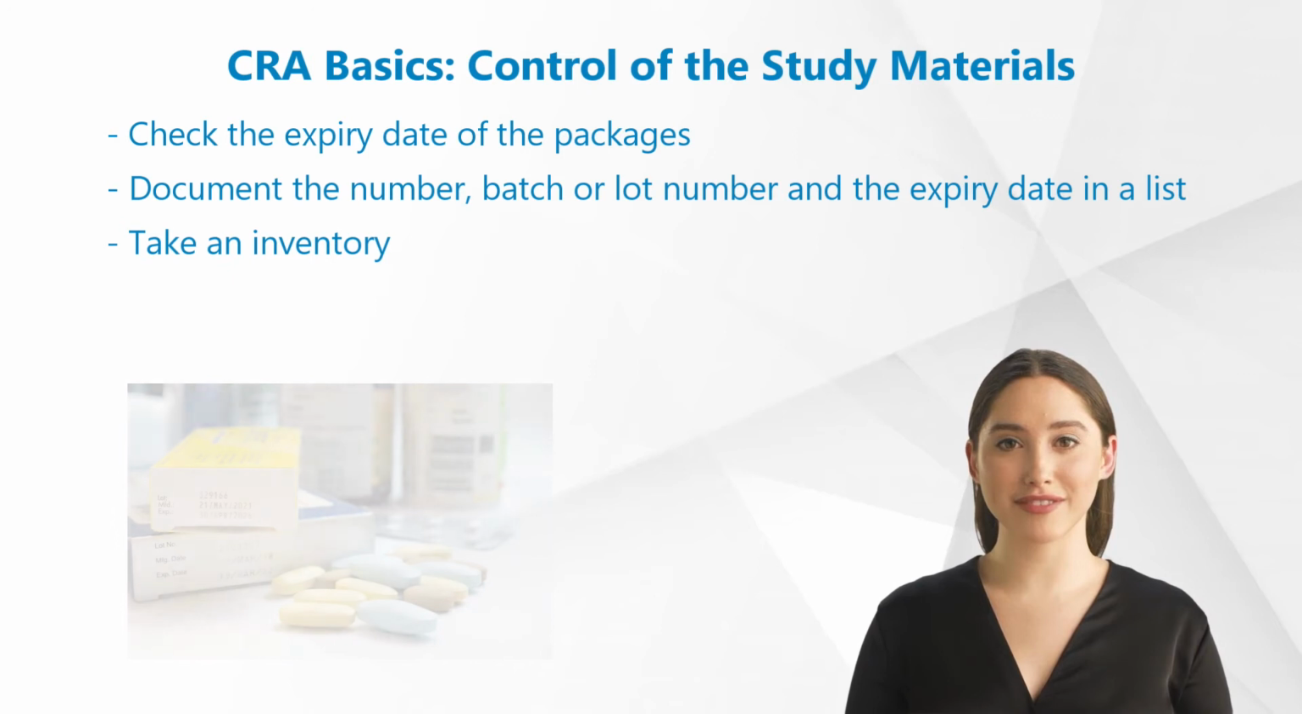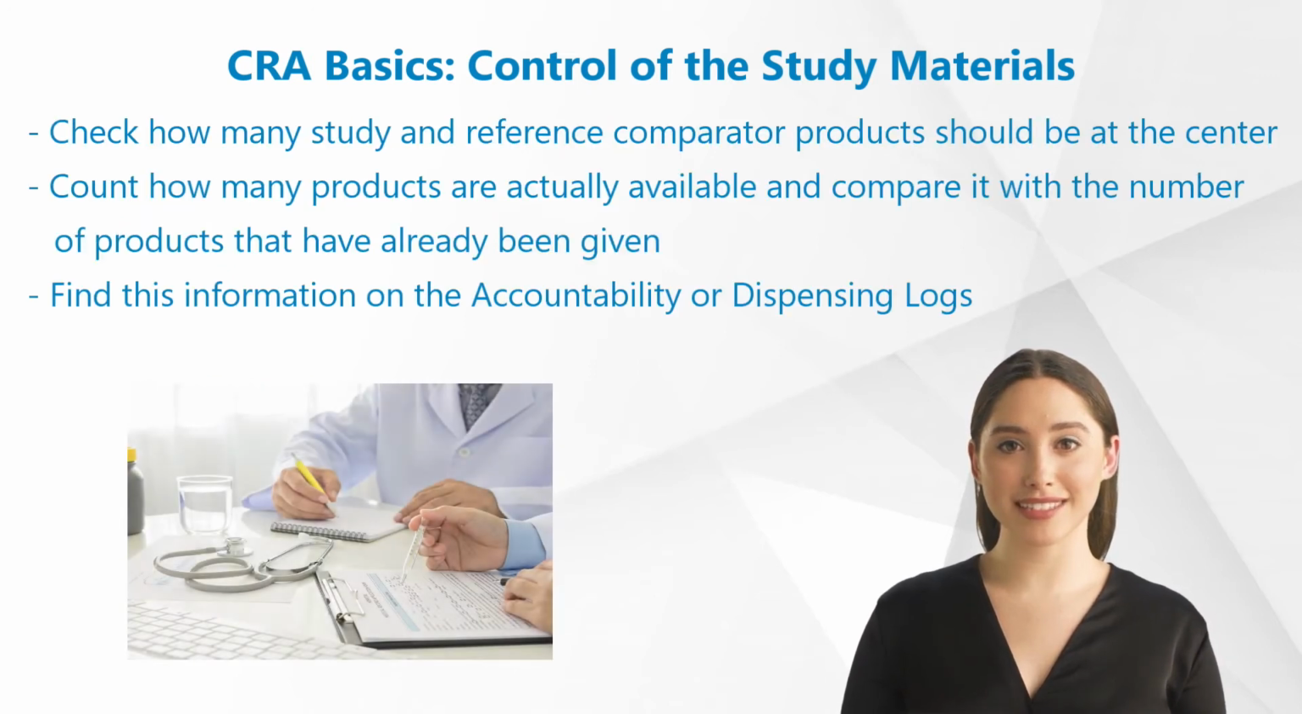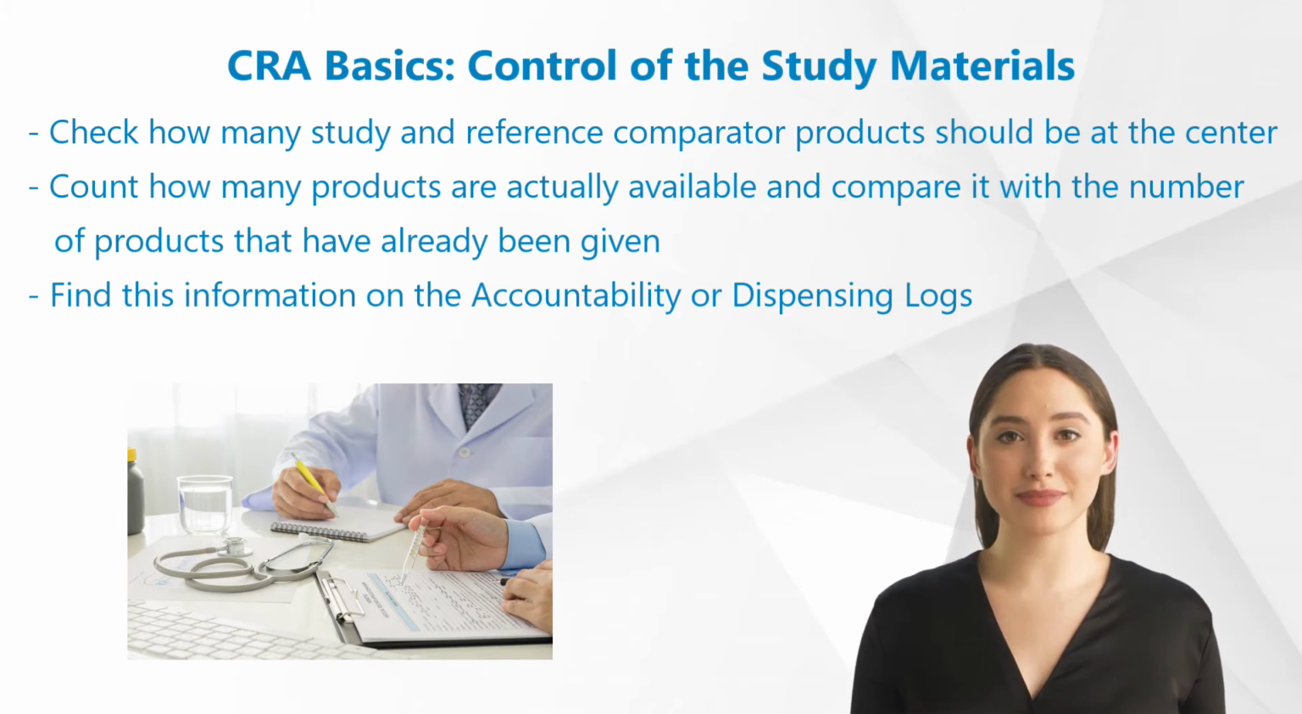Also take an inventory. Check how many study and reference comparator products should be at the center. You can see this from the shipping documents. Count how many products are actually available and compare it with the number of products that have already been given. You will find this information on the accountability or dispensing logs.